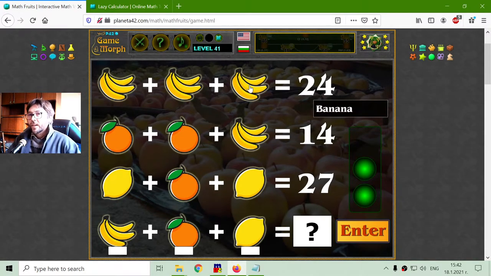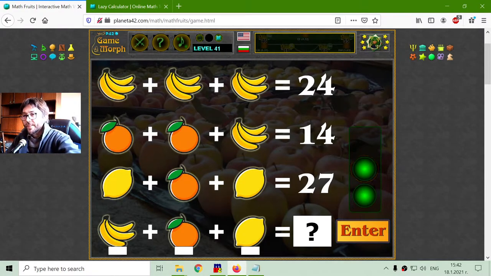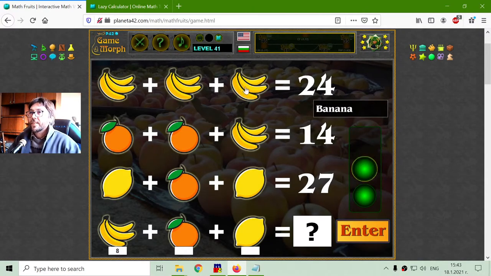Now we have a second system equation with fruits. This time we have bananas. Let's see. There are 3 bananas that will give me a sum of 24. That means I just have to divide it by 3. 24 divided by 3 should be, what is it? 8. Well, if I have played the previous puzzles with the multiplication table, I should know the smaller numbers. And I think I do.